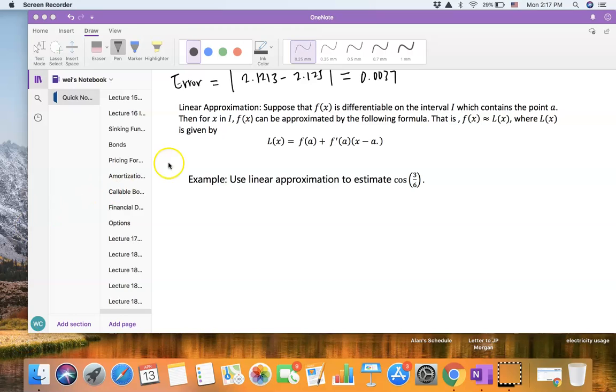The definition of a linear approximation is given here. Suppose that function f(x) is differentiable on the open interval I, which contains the point A. Then for x in the open interval, f(x) can be approximated by the following formula. That is, f(x) can be approximated by L(x), where L(x) is the function of the straight line, and the formula is given by f(a) plus f prime of a times (x minus a).